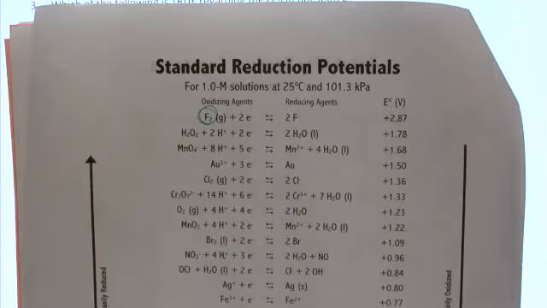So if fluorine is the most easily reduced, because it has the highest reduction potential, then what can you say about fluorine as an oxidizing agent? It must be a really, really strong oxidizing agent. In fact, it would be the strongest oxidizing agent, wouldn't it?